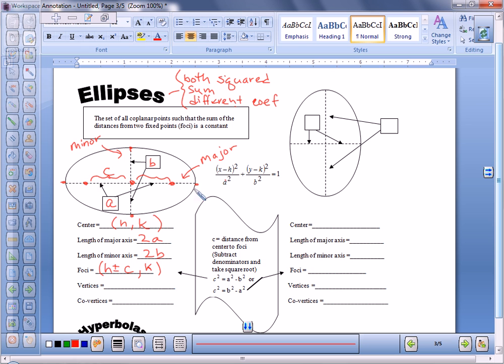Now our vertices are what we call the endpoints of our major axis. And when it's elongated horizontally, it's going to be h plus or minus a. And our co-vertices, (h, k) plus or minus what? B. Good.